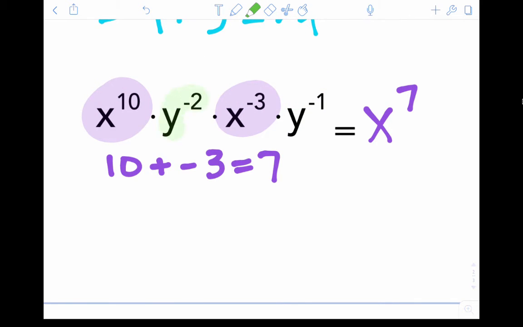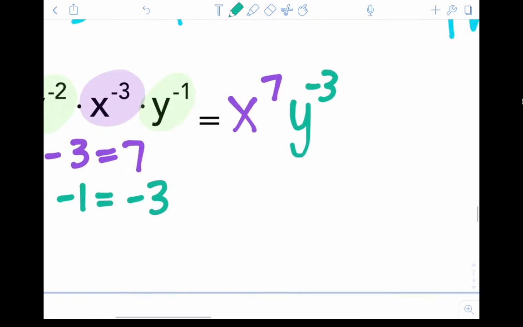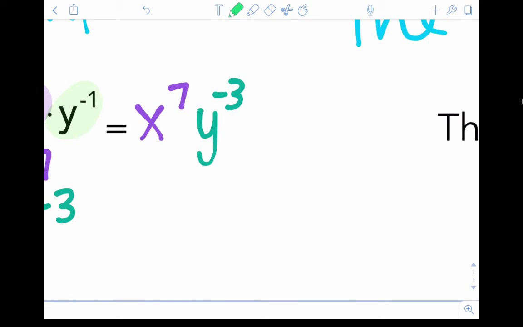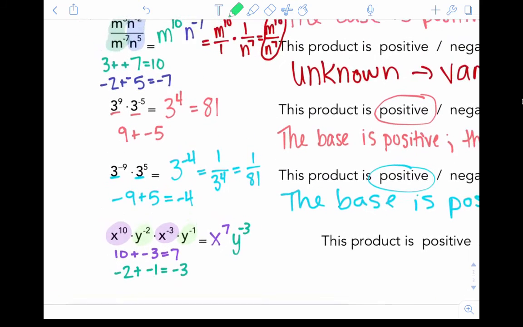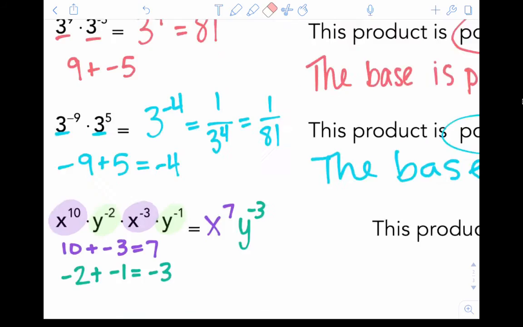and then I'm going to combine my y's. Y to the negative 2nd times y to the negative 1st. I have the same base, so I'm going to add my exponents. Negative 2 plus negative 1 is negative 3, so I have y to the negative 3rd. I cannot leave a negative in my answer, so I'm going to change this. Now I can go through that whole process that I did up here where I write them out and then I combine the fractions, and that's perfectly fine.